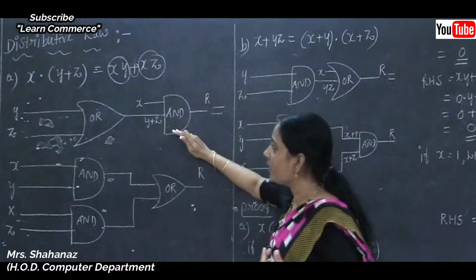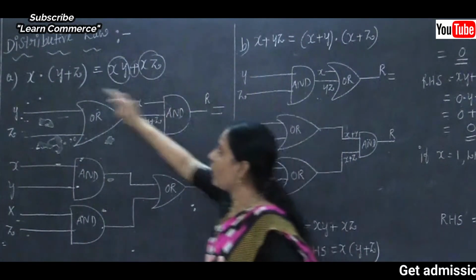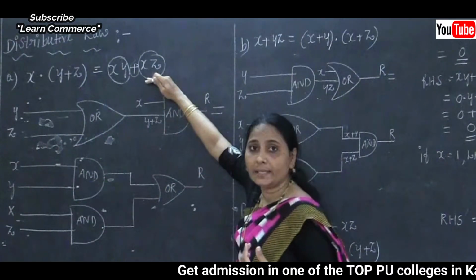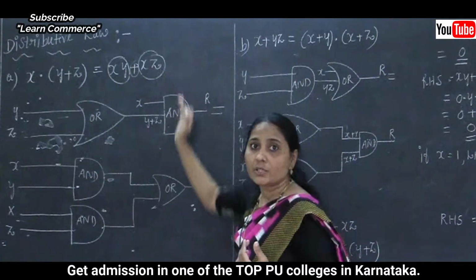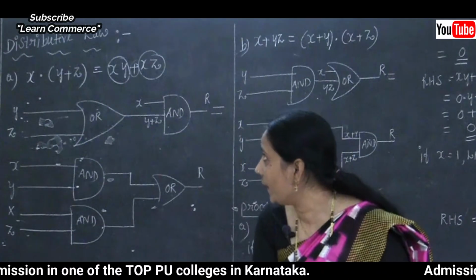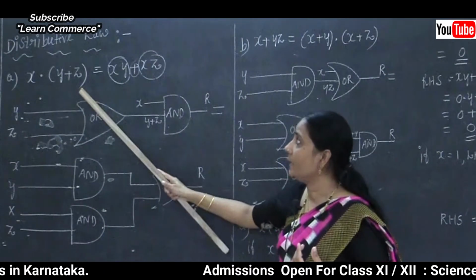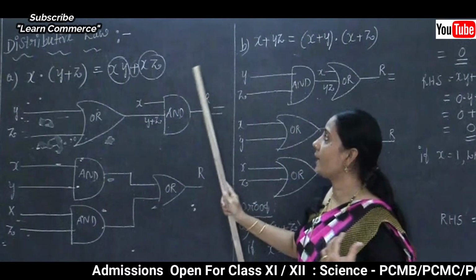So the first symbol is equal to our left hand side and the second symbol is equal to our right hand side. Clear this point here? So now we have completed the symbol of the distributive law, x and (y plus z) is equal to xy plus xz.